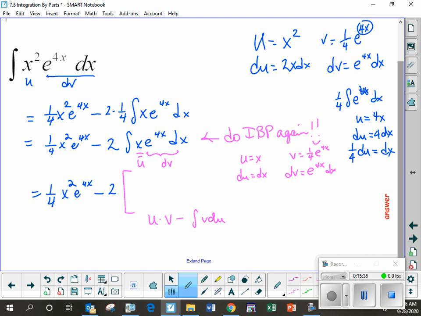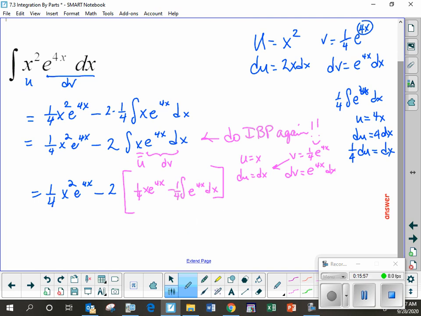u times v, 1/4 x e to the 4x minus the integral, come across the diagonal, and I'm multiplying 1/4 e to the 4x dx. Oh, yay, because I can actually integrate that.